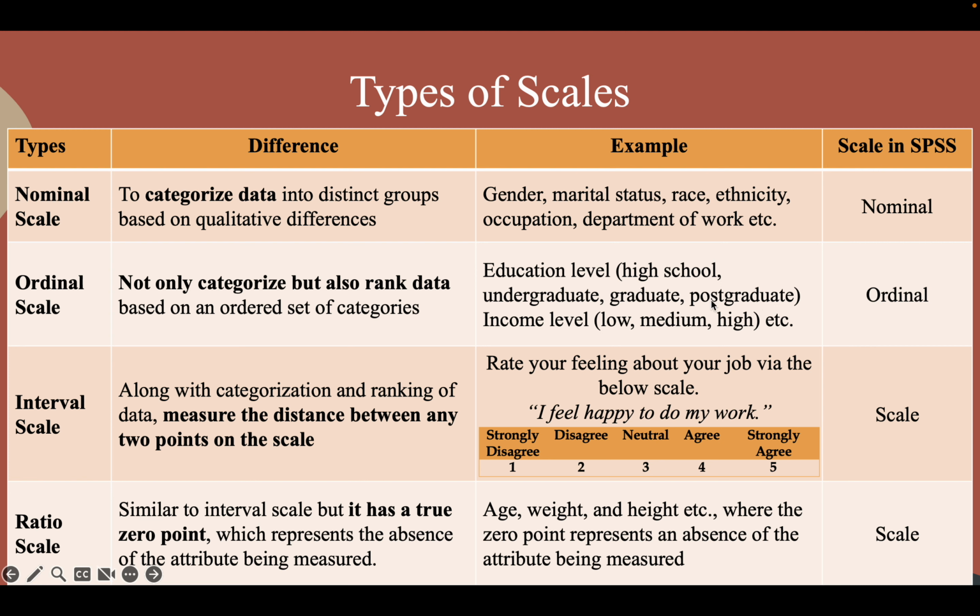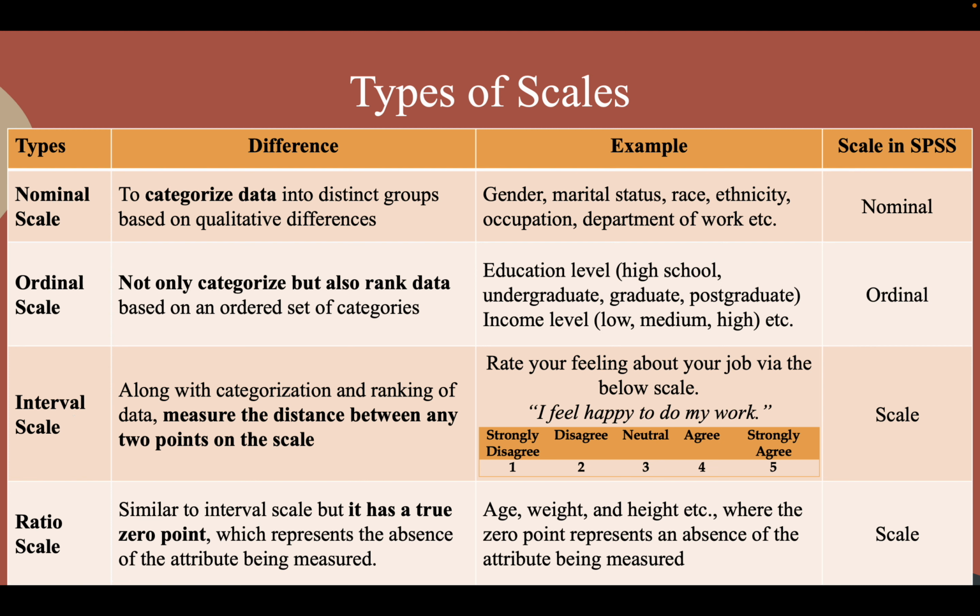Therefore, we can say when a researcher wants to categorize as well as rank the respondents in a particular order, the most appropriate type of measurement would be ordinal scale. And the label for this scale, for such type of measurement in SPSS, is ordinal. And the third type of measurement scale is interval scale.